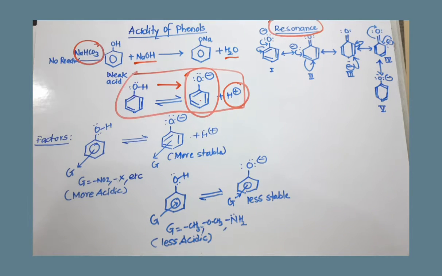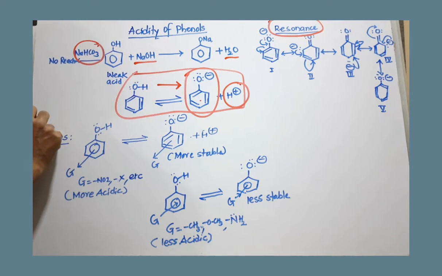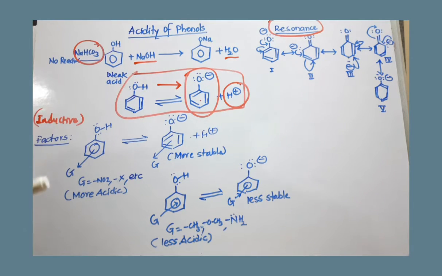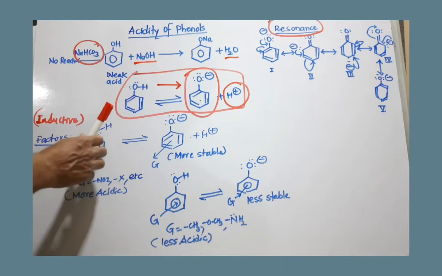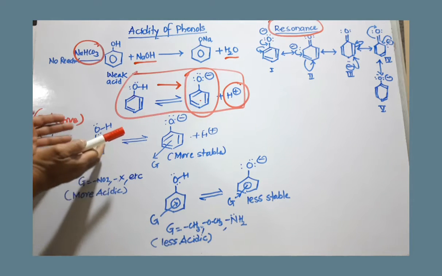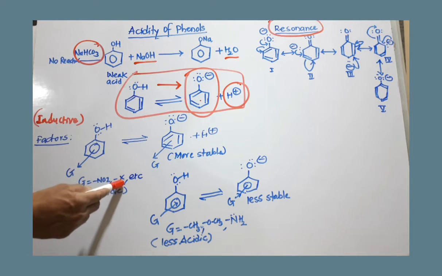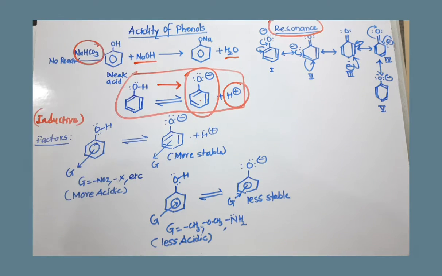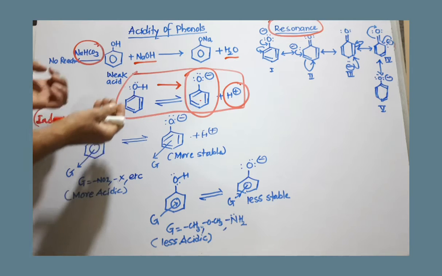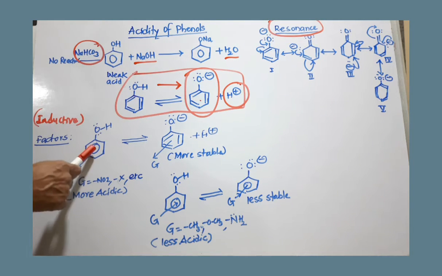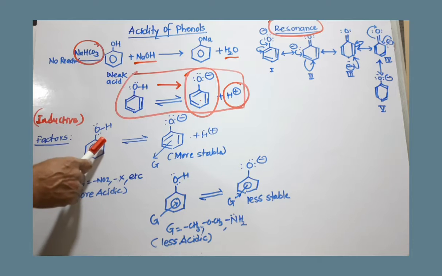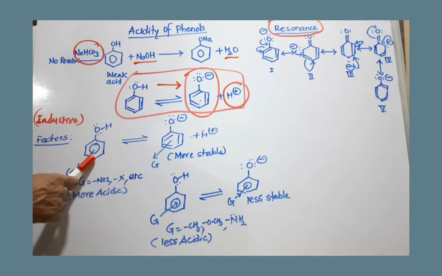One more factor is the inductive effect. We have to consider the inductive effect to consider its acidity. So we'll divide all substituents into two parts: electron releasing groups and electron withdrawing groups. An electron withdrawing group removes electron density from the ring. For example, a nitro group, any halogen, or an aldehyde group; a number of groups are there. Remember, I have shown that group here because it may be at the ortho position, the meta position, or the para position.